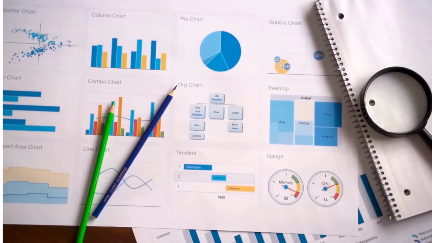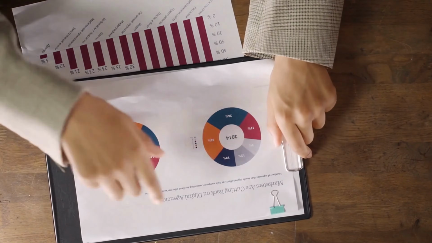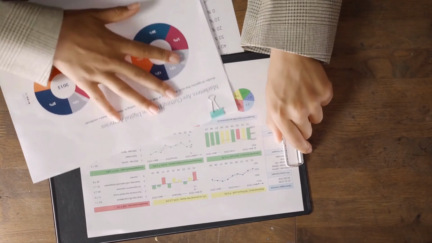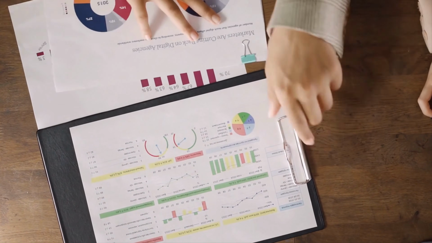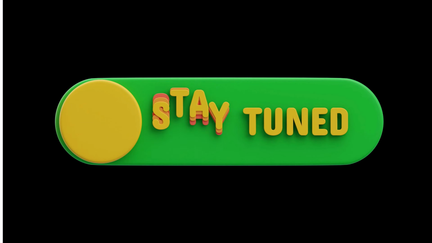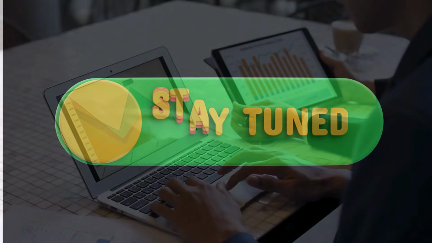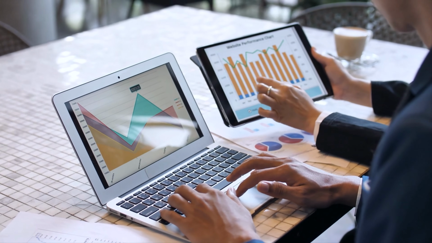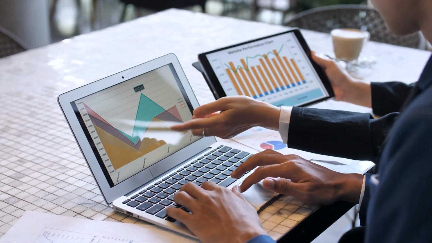Napkin does just that. This tool transforms text into stunning visuals, charts, diagrams, and more, helping you explain ideas with clarity. Stay tuned as I'll show you how Napkin works, and by the end, you'll see how easy it is to use and understand.